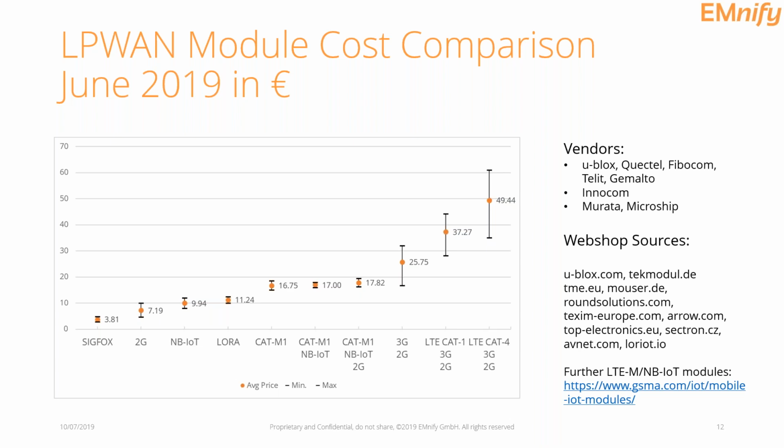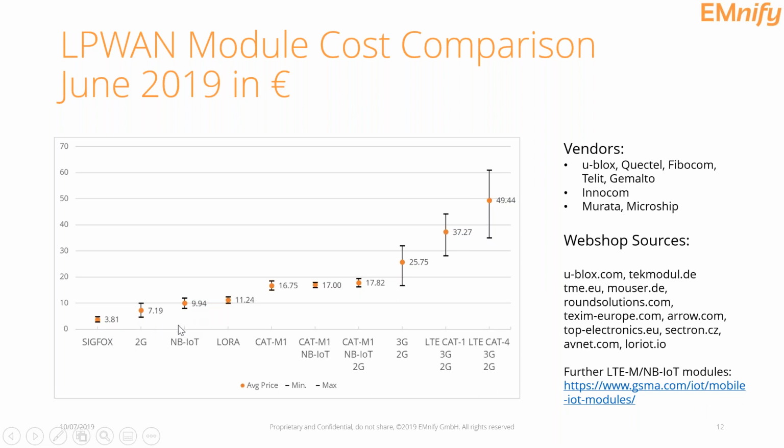Here you can see I looked at several different vendors. The first 5 are offering cellular modems. Innocom is for LoRa, I think, and Murata and Microchip are for Sigfox. I took different wholesale providers to get an understanding of the costs. The average cost for a Sigfox module is 3.8 euros. For a 2G module, it's 7.2 euros, and so on.